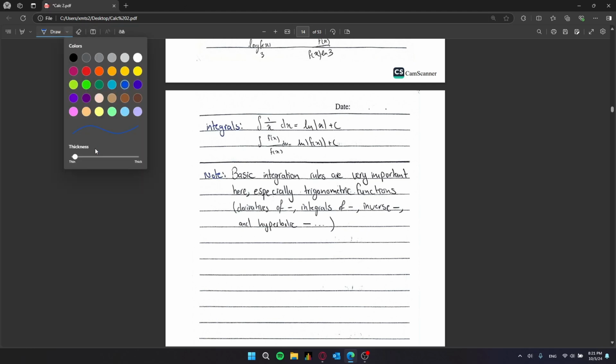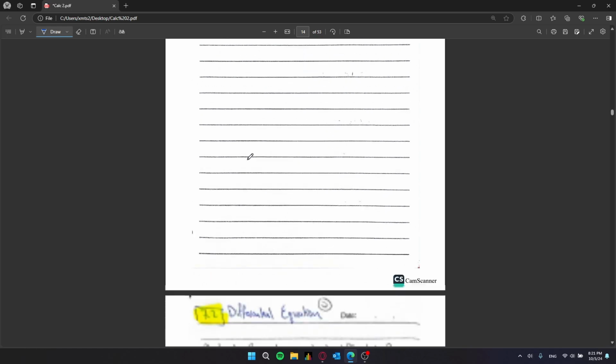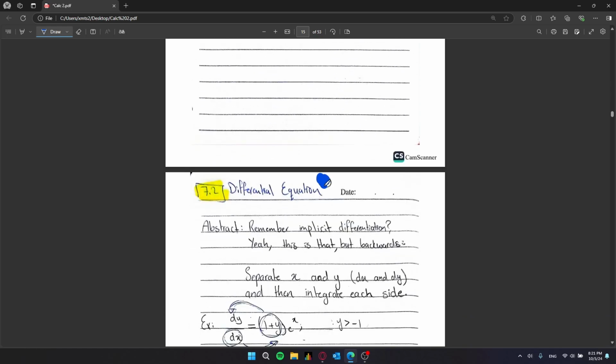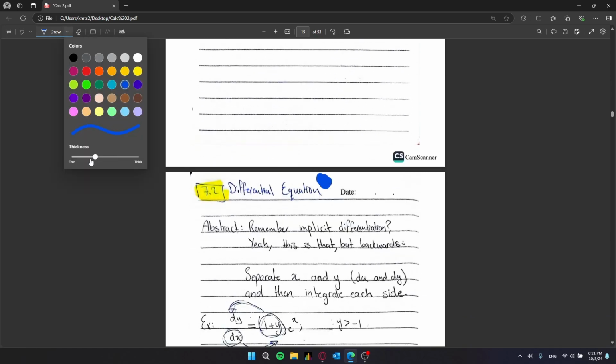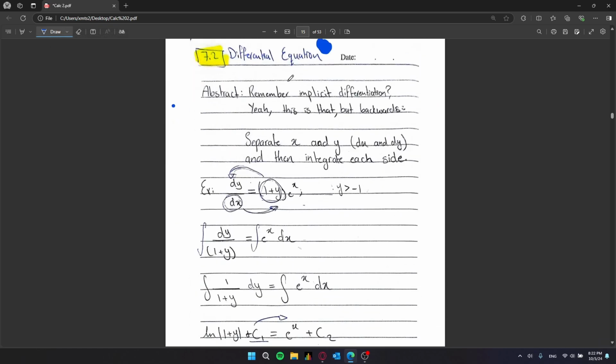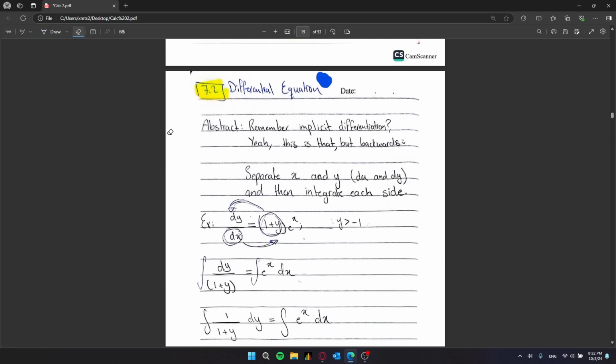Now, next up, we have the lesson of Differential Equations, 7.2. And this lesson is pretty fun, if I'm being honest. If you recall, from Calculus 1, there was a lesson called Implicit Differentiation, which was 3.7. This is the same concept, but you are doing it backwards.